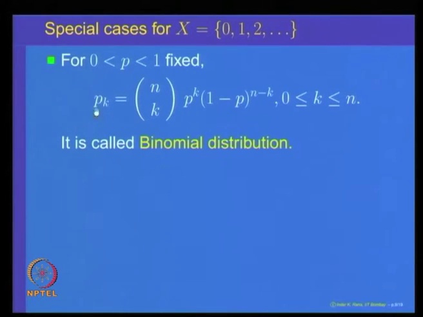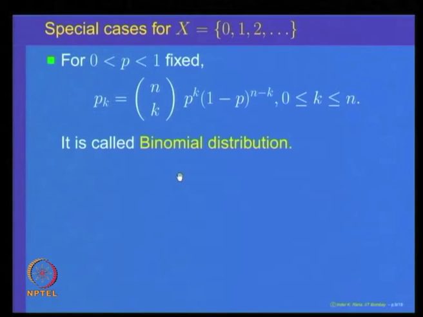That is because the summation of the p k's is the summation k equal to 0 to n, and this sum is nothing but p plus 1 minus p raised to the power n, and that is equal to 1. So this is a distribution which plays a very important role in probability. This is a probability distribution. Suppose you have a coin and you are tossing it with probability p for a head appearing, then in n tosses this p k represents the probability that in n tosses you will get k heads.